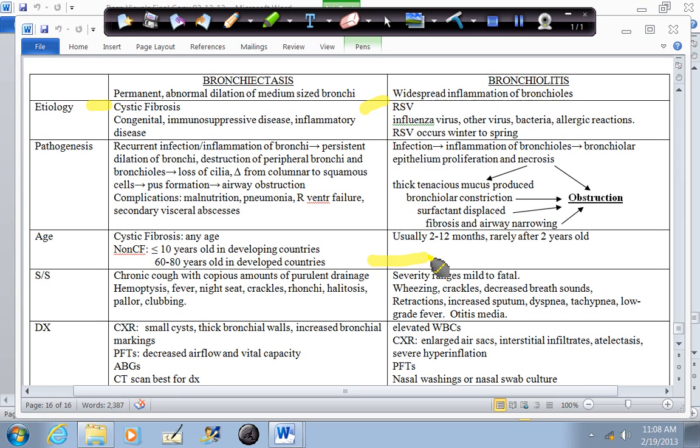And over here, with bronchiectasis, if it comes from cystic fibrosis, then it can be any time during that person's lifetime. And remember, those people, the median age is 31. They're living much longer now. For people who don't have cystic fibrosis, it's less than or equal to 10 years old if it's a developing country, and between 60 and 80 years old. And that's because if bronchiectasis isn't caused by cystic fibrosis, it's usually from some sort of disease that in a developing country can be treated with vaccines or antibiotics.